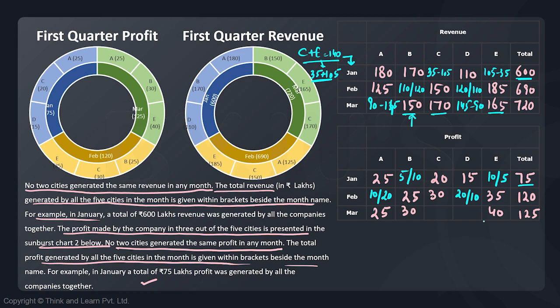And in the March month 40 plus 30, 70 plus 25 is 95. The remaining two will add up to 30. Sum of two numbers is 30. No one can be even 25. So once again, the only possibility is 10 and 20. So therefore, these are all the possibilities for the remaining cities now.